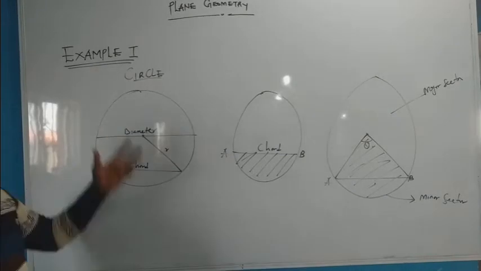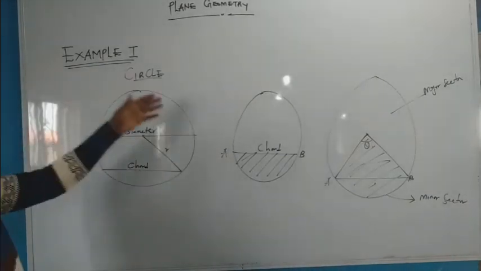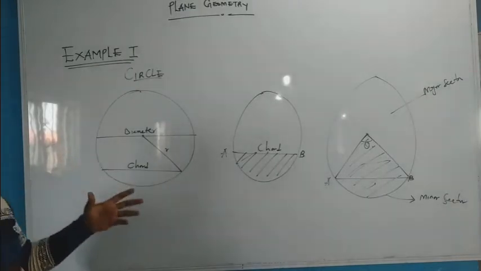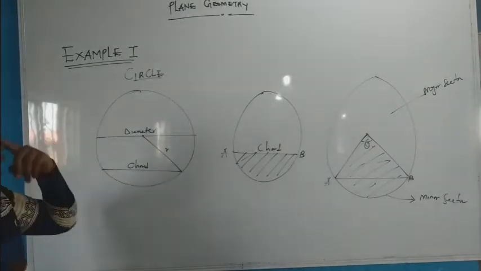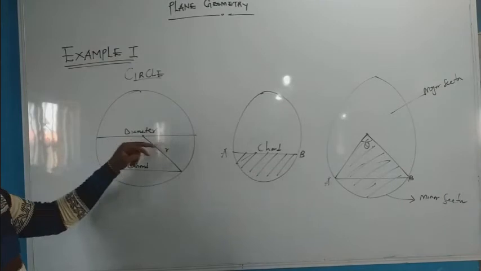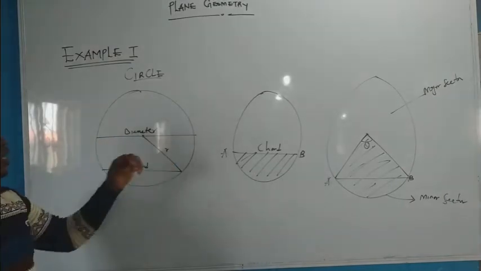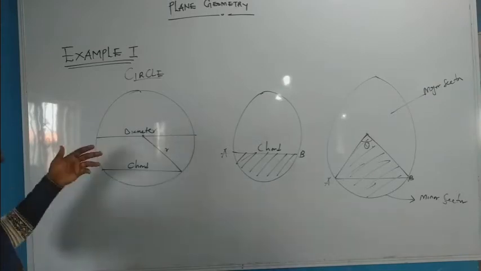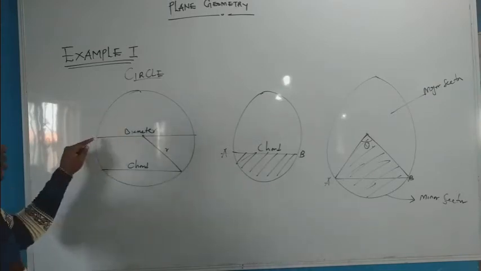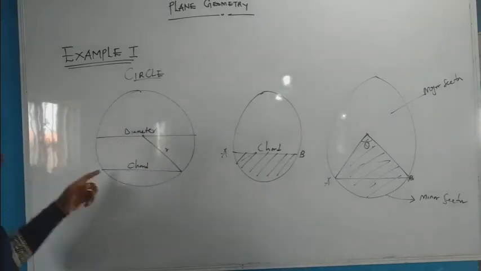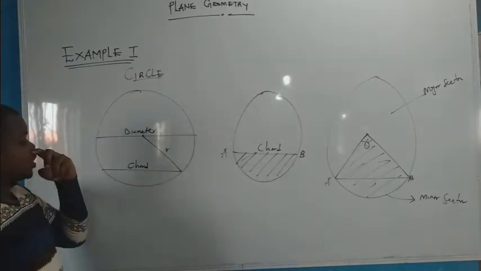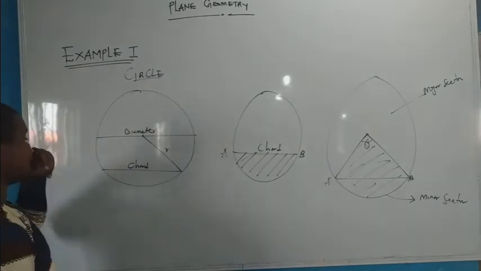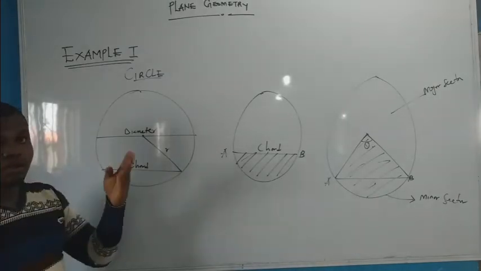So in this aspect, we're looking at the circle. Here we have three different diagrams explaining the different parts of the circle. We have the diameter, which is the line that passes through the center of the circle and divides the circle into two equal halves, or two semicircles. Then we also have a chord, which is a line that passes through the circle but not the center, and divides the circle into two unequal parts.